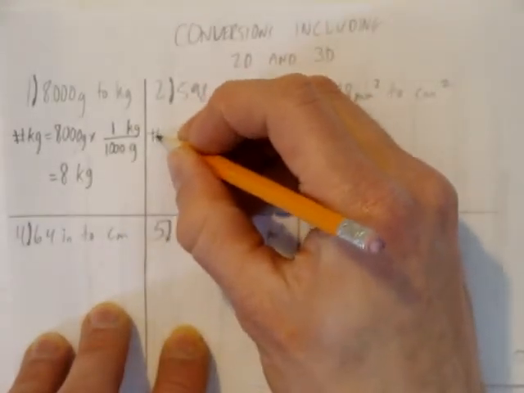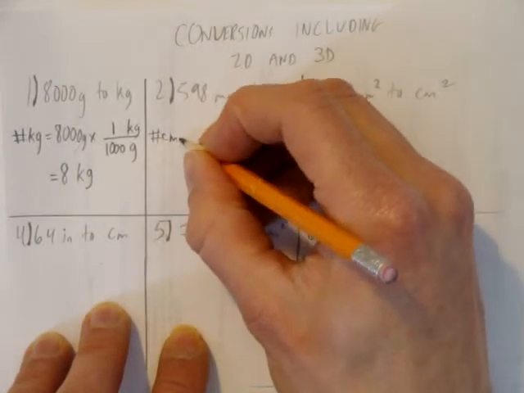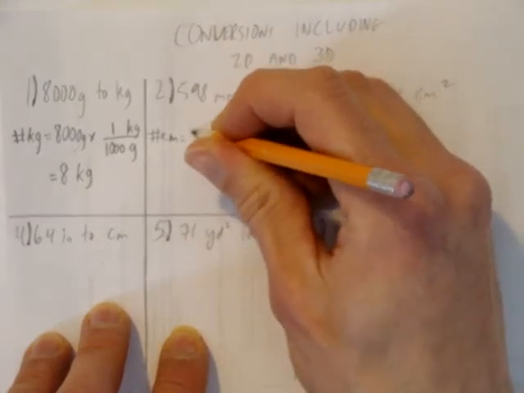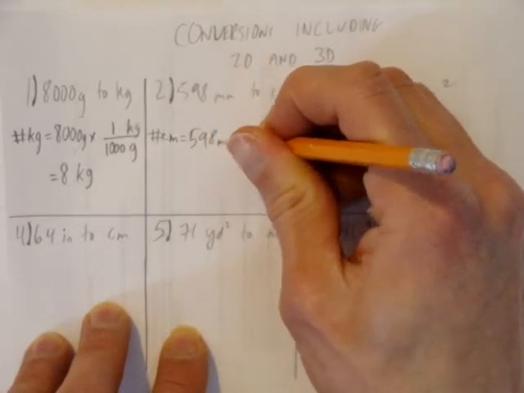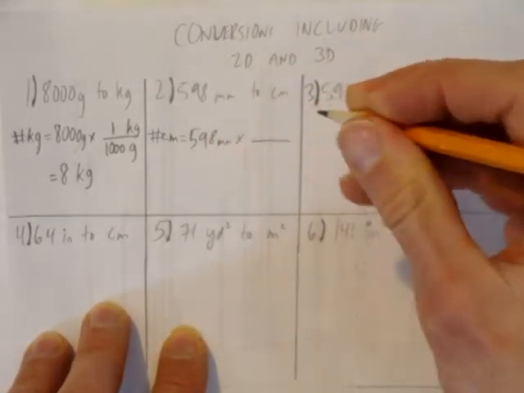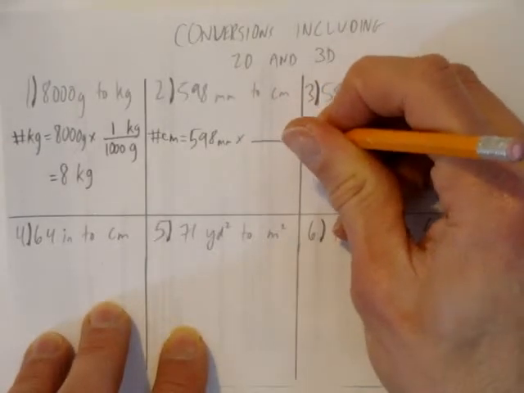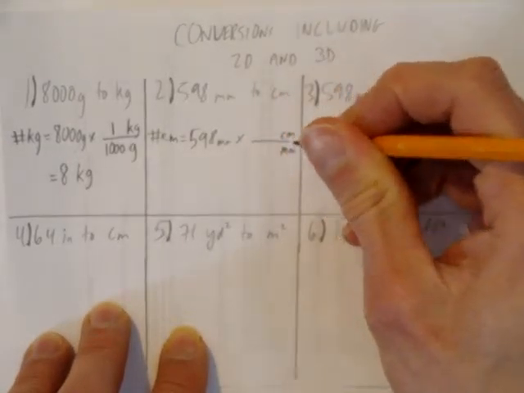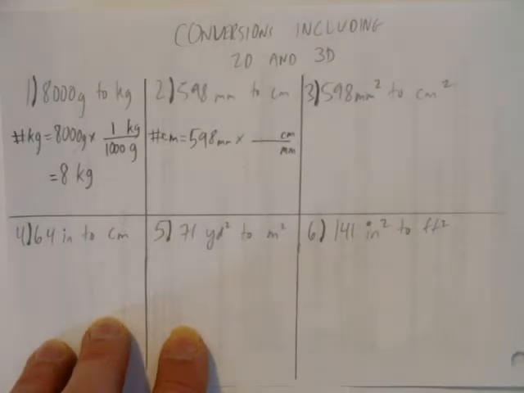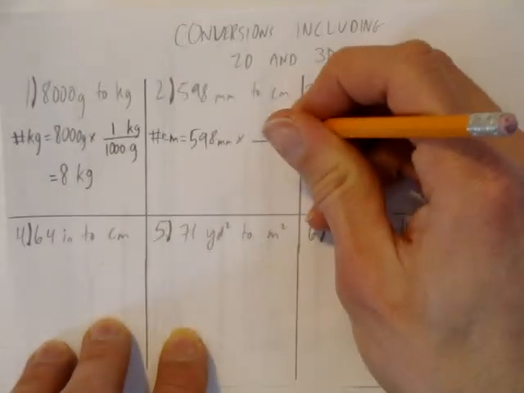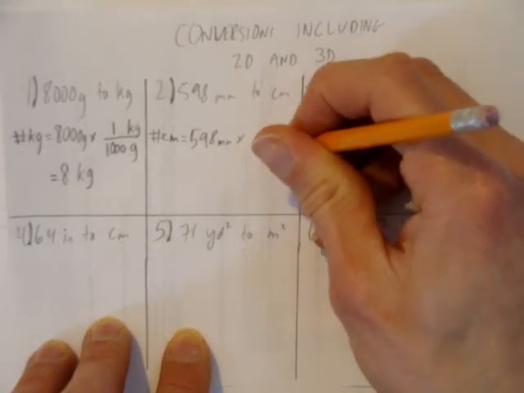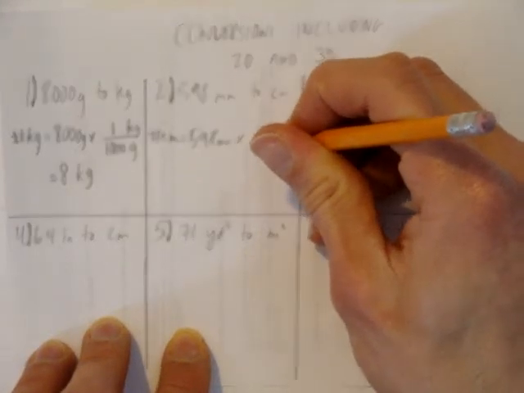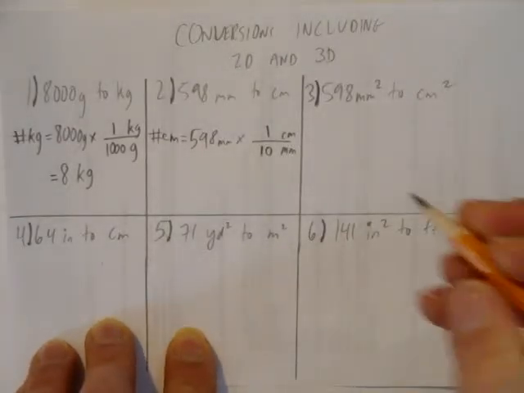Question 2, 598 millimeters to centimeters. Once again, say what you're solving for, the number of centimeters, which equals 598 millimeters times, set up your fraction, we're going to centimeters, we're canceling out millimeters. Once again, look at your conversion sheet and identify that 1 centimeter contains 10 millimeters. You could even look at a ruler to know that.